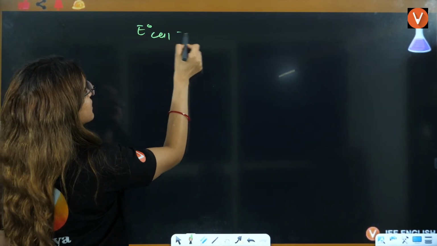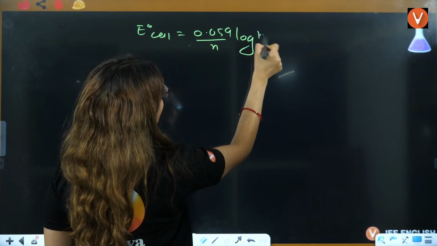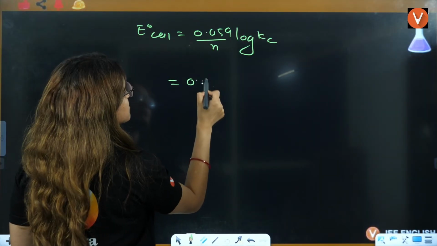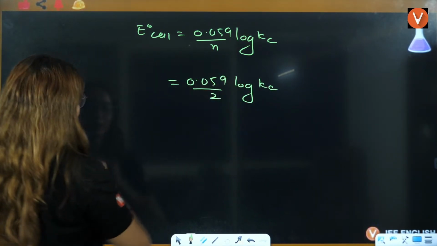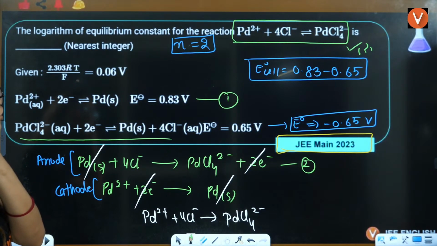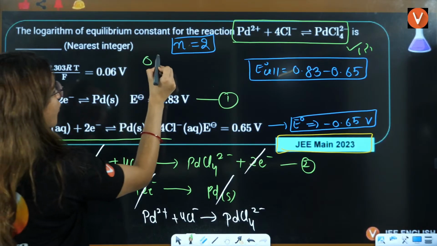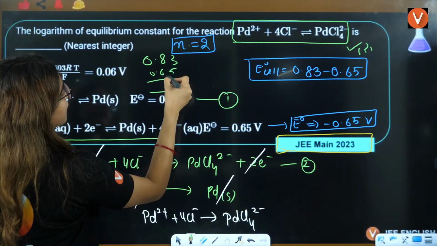E0 cell is equal to 0.059 by n log of Kc. That is 0.059 by 2 log of Kc. You have to answer. E0 is this: 0.83 minus 0.65. 13 minus 5, 5, 6, 7, 8.